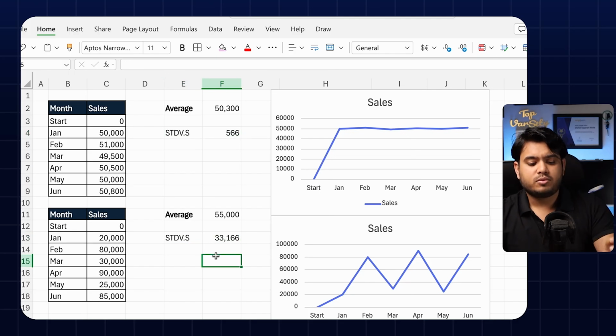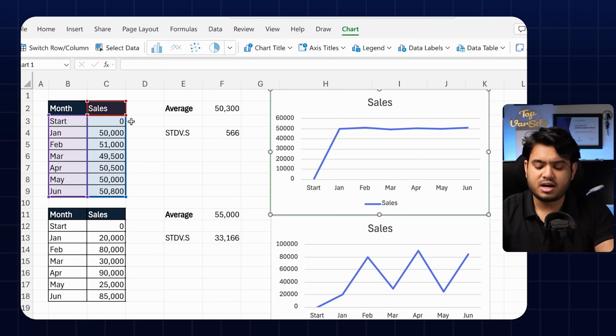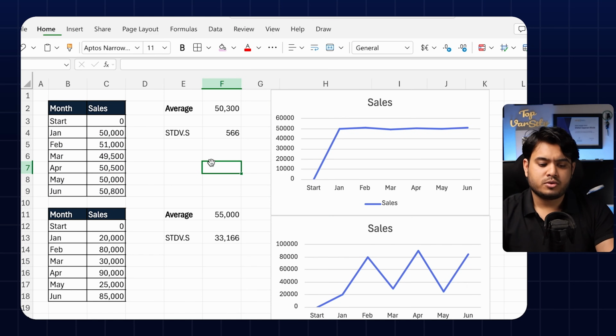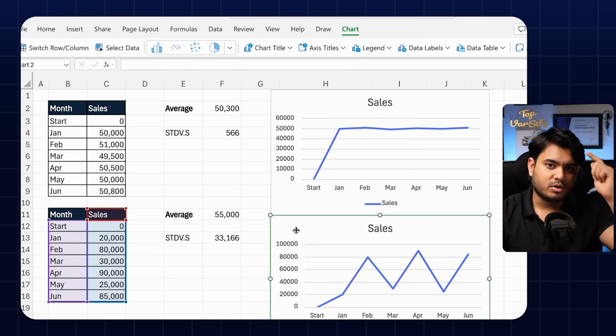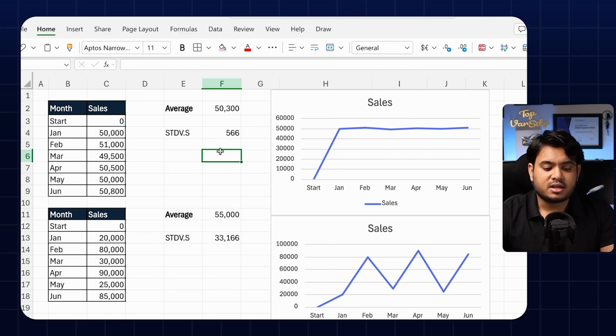Now I am asking you, from the graph it's very easy, right? You can easily say that this first data is not that volatile because it's very stable. The second one is totally volatile because it's going up and down, up and down. But for example, you don't have a graph. What will you do, how will you calculate? For that, there is a simple trick.